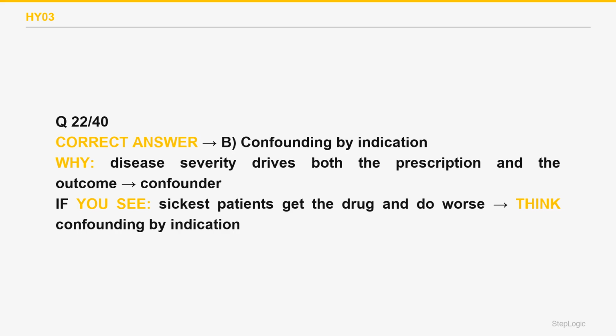Effect modification would mean the drug's true effect differs across severity strata, not that severity distorts a single overall estimate. Here, severity is confounding the result, not modifying a real effect. Choice A wrong. Immortal time bias involves a guaranteed survival window misassigned to treatment, which is not the mechanism described. Choice E wrong. Severity driving both treatment and outcome is confounding by indication.